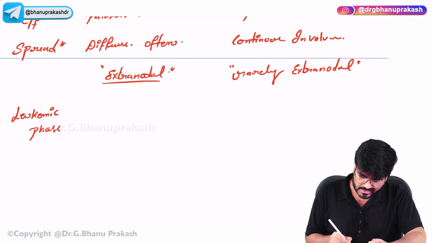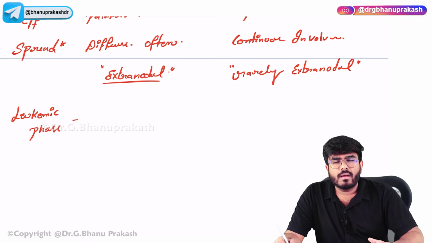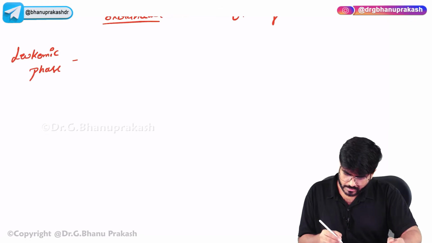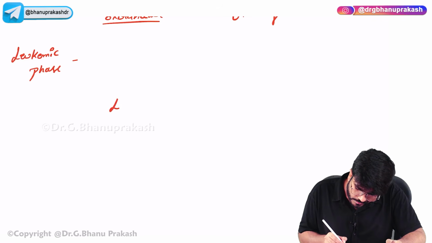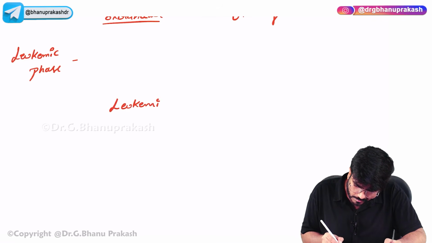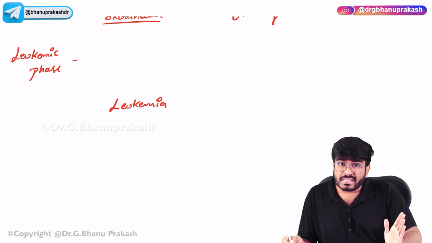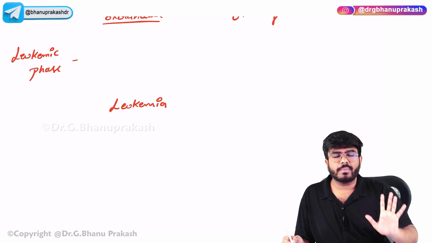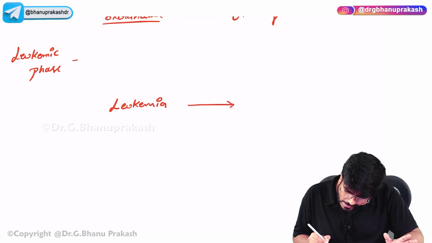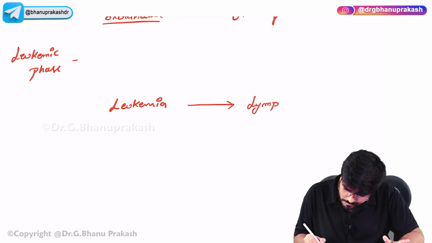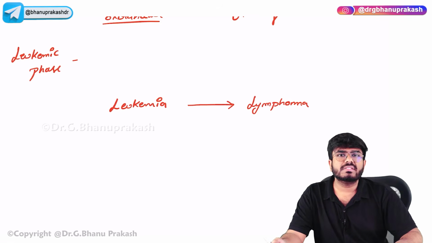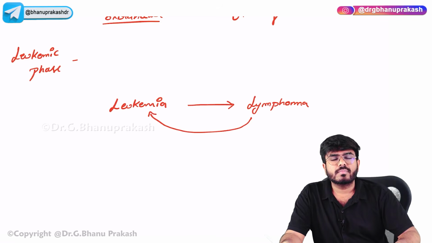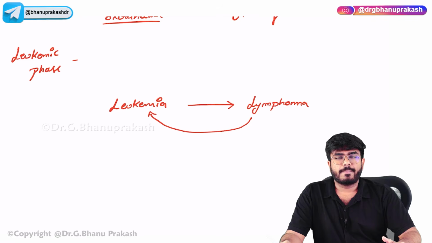What I mean by leukemic phase is, if I am talking about leukemia, I have discussed different types of leukemia, acute leukemia, chronic leukemia. Let me give you an example. Say a patient has chronic lymphocytic leukemia or B-ALL, T-ALL, something like that. Now, can this leukemia have a lymphoma phase? Or can a lymphoma have a leukemic phase? Possible. Most of the time it's possible.